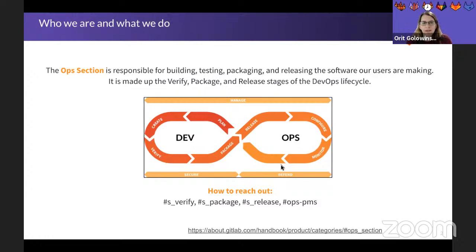So as I mentioned in the slide, it's responsible for building and testing, packaging, and releasing the software, where release is kind of on the fine line between continuous integration that creates build packages until the final release binary artifact that's created and stored in the package registry. And as I mentioned, it includes verify, package, release, also monitor, and configure stages.